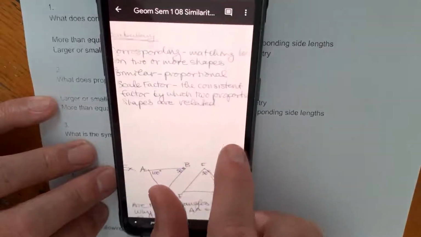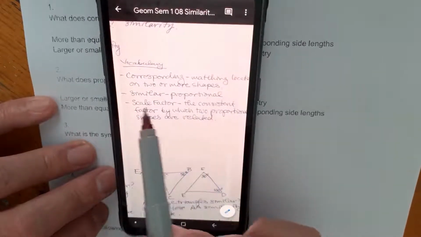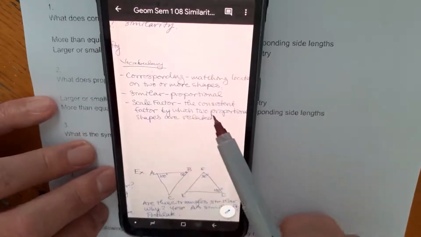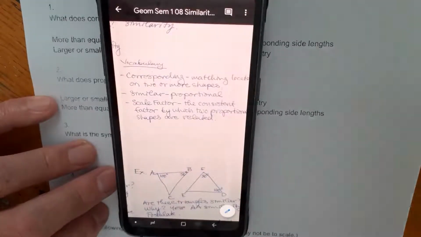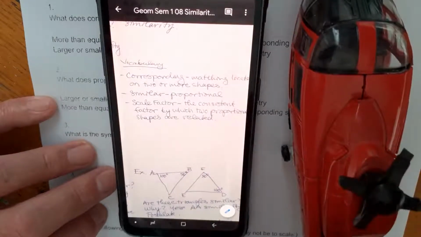So let's see what else is in here. Copy all this in, including vocabulary. Corresponding means matching locations in two different shapes. Similar means proportional, right? We always bust out our model of the helicopter, which doesn't have any more rotor blades because they broke off over the years.